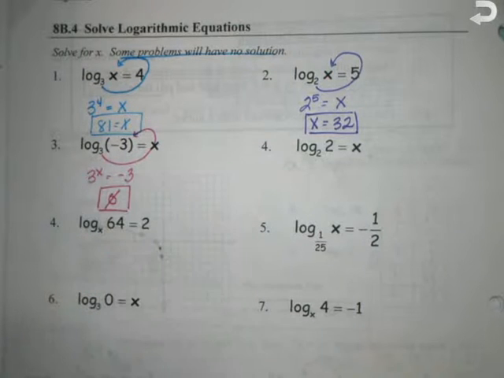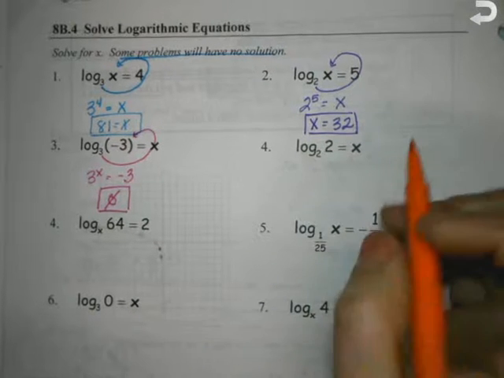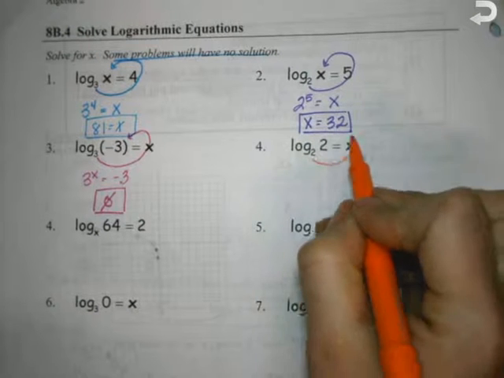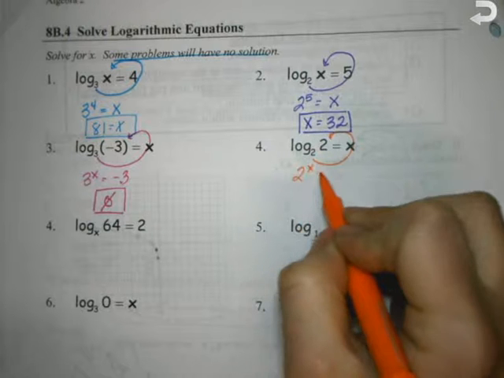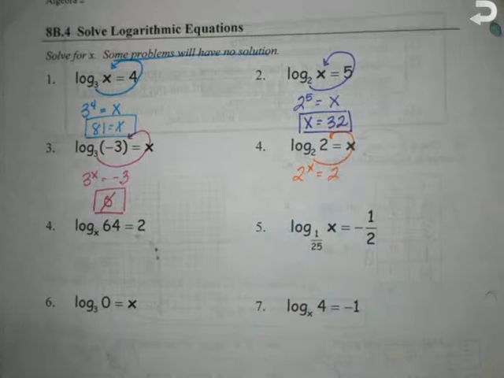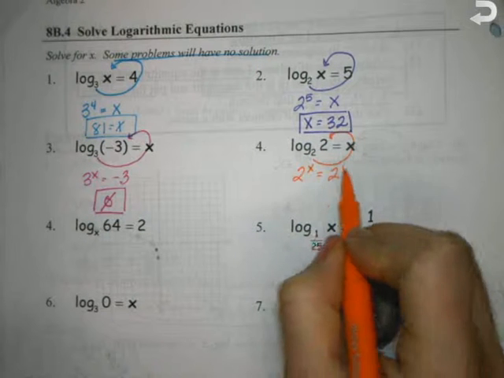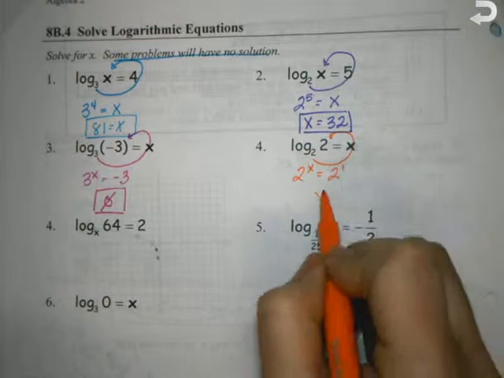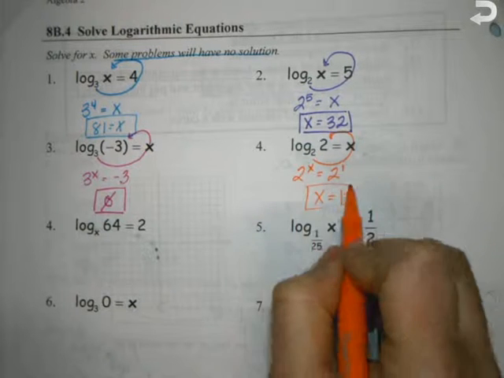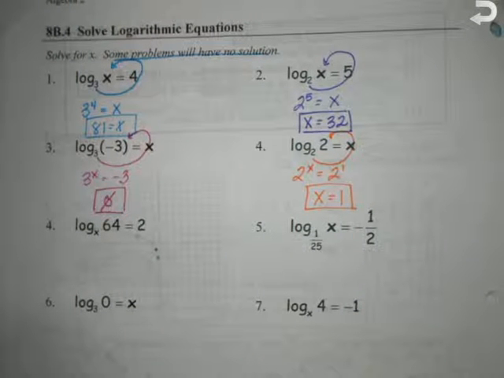Alright, so number 4, log base 2 of 2 equals x. So that's 2 to the x equals 2. So this is the same as 2 to the first power, so x equals 1. You guys feel like geniuses yet?